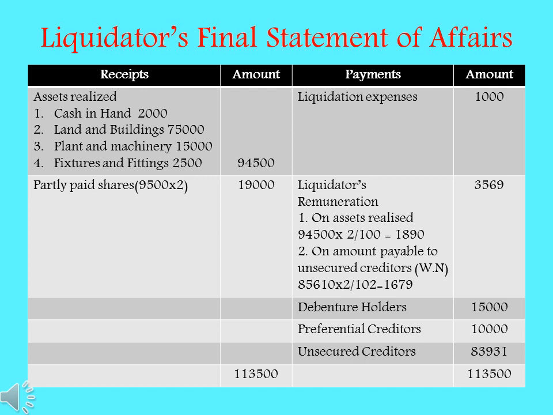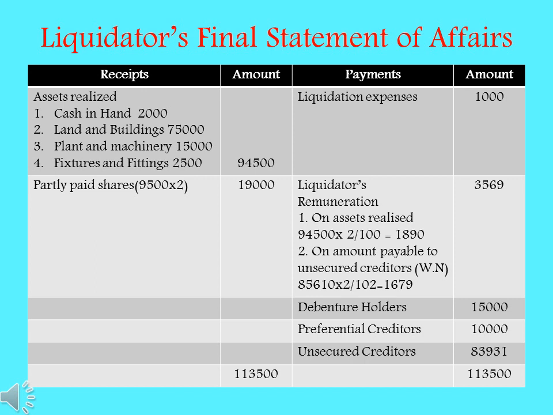Let us come to the payment side. The first payment is liquidation expense. It is already shown in the question, rupees 1,000. Then the major important area is liquidator's remuneration. There are two types of commission in this question, that is, on the basis of assets realized and on the basis of amount payable to unsecured creditors.